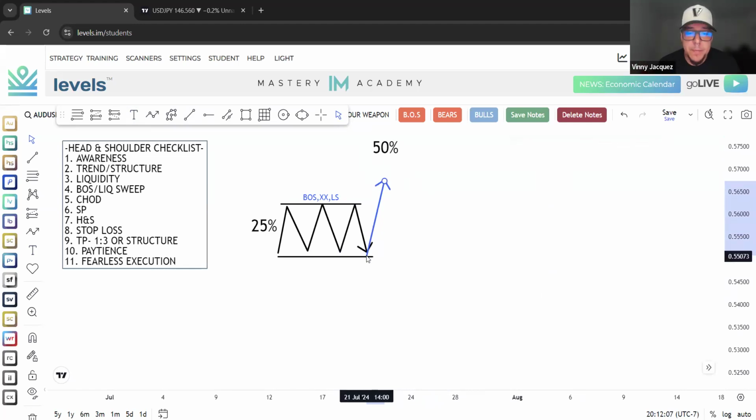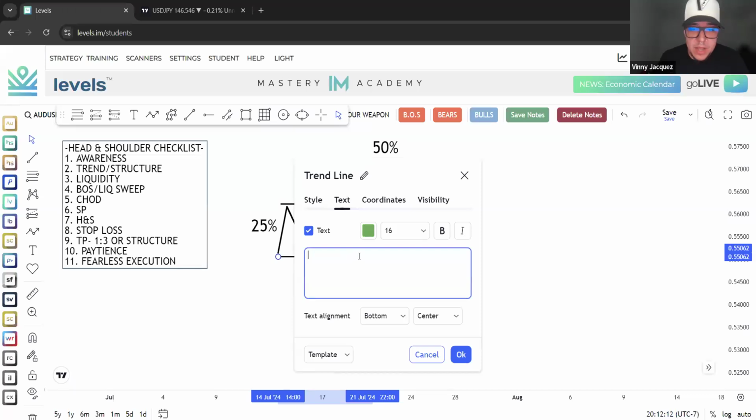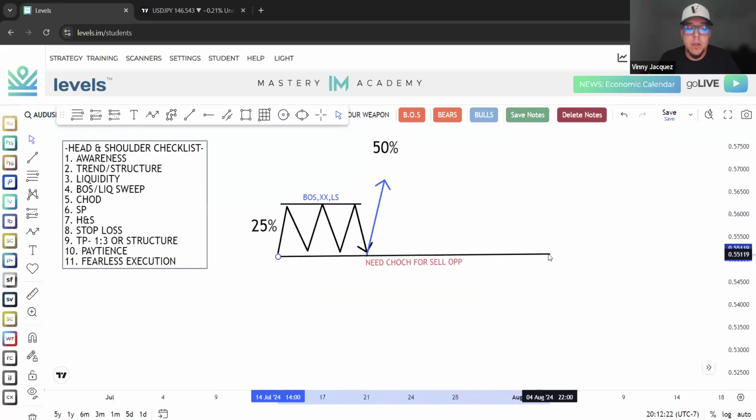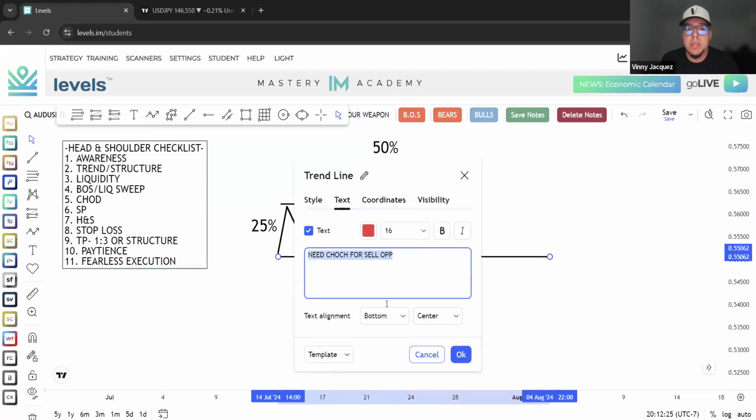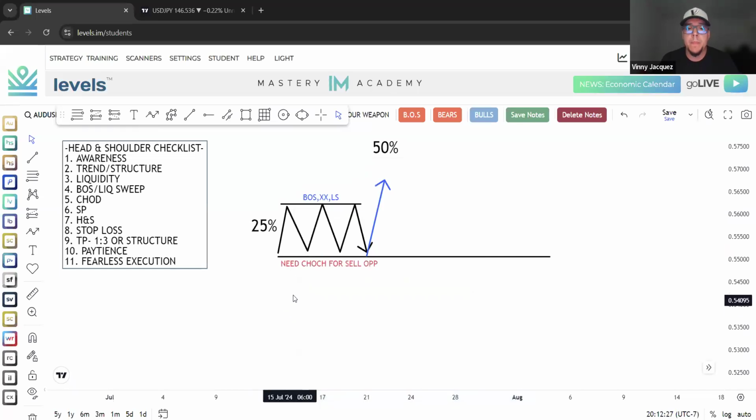What we need to see is a change of character now. So this support area, guys, this is my need change of character line. Need change of character for sell opportunity. I need the market to break and close below this line here, right? That's what a change of character means, right?